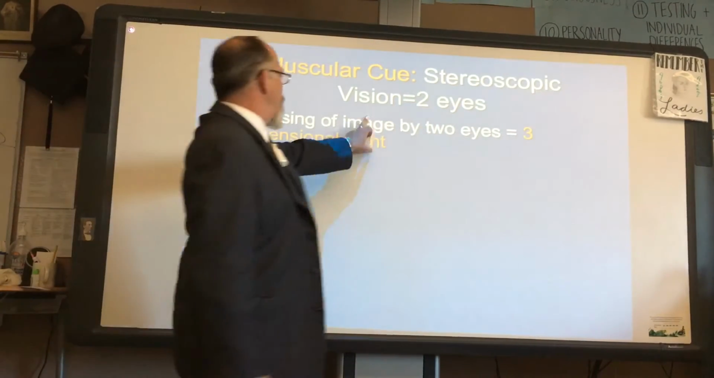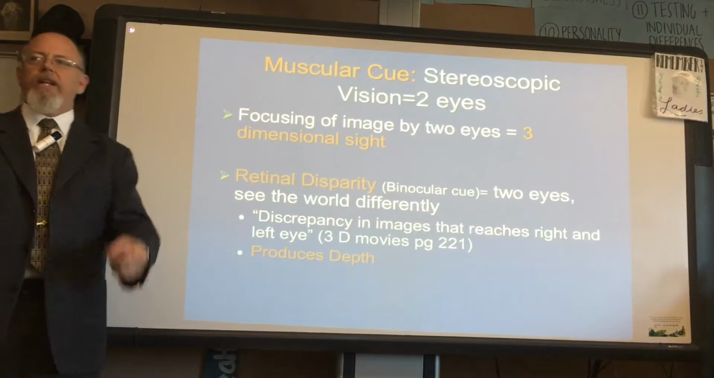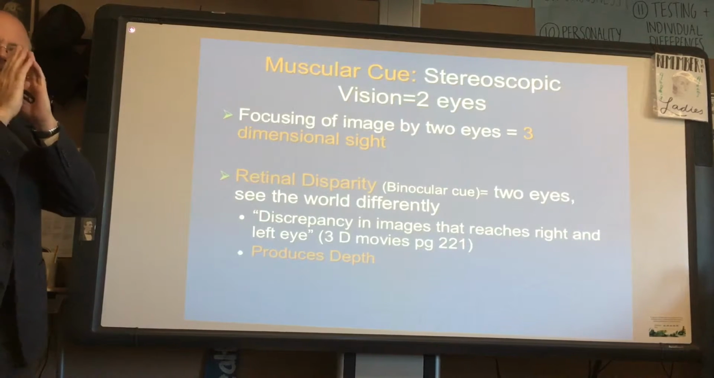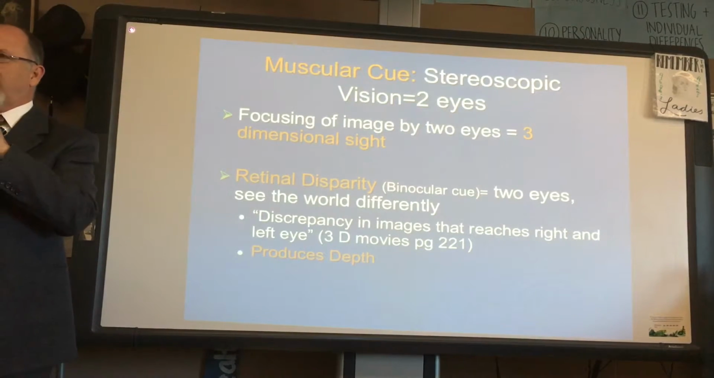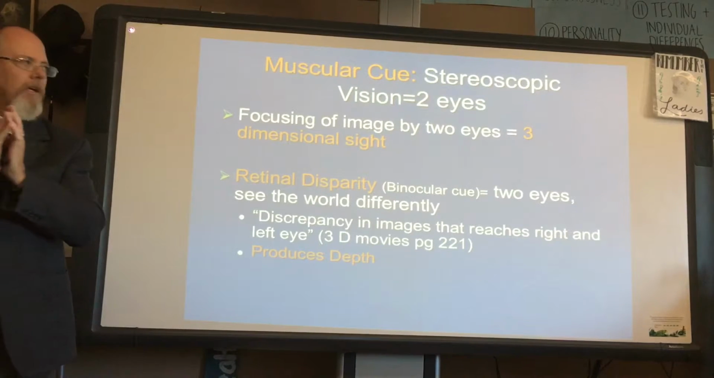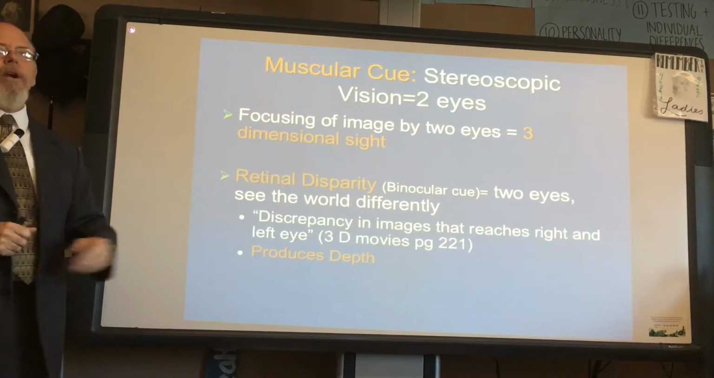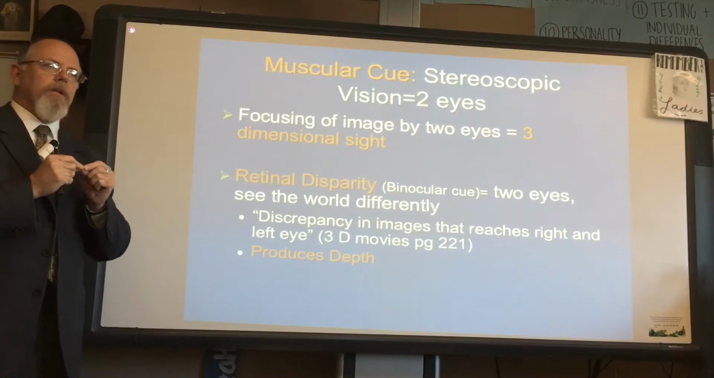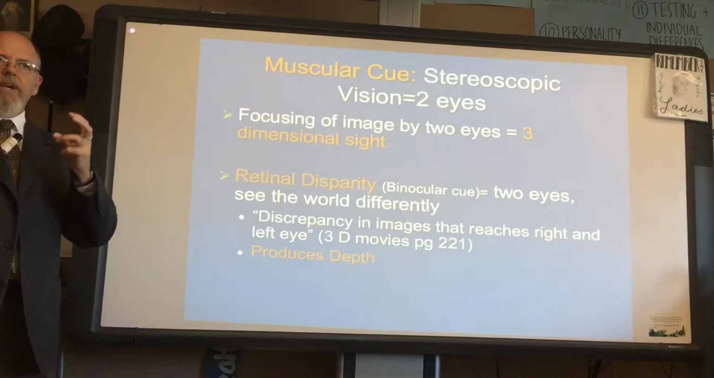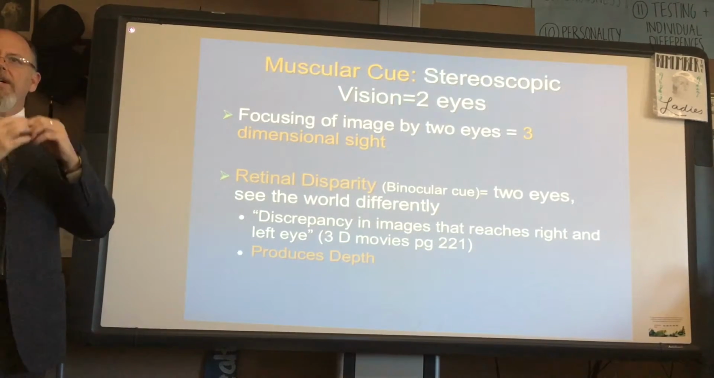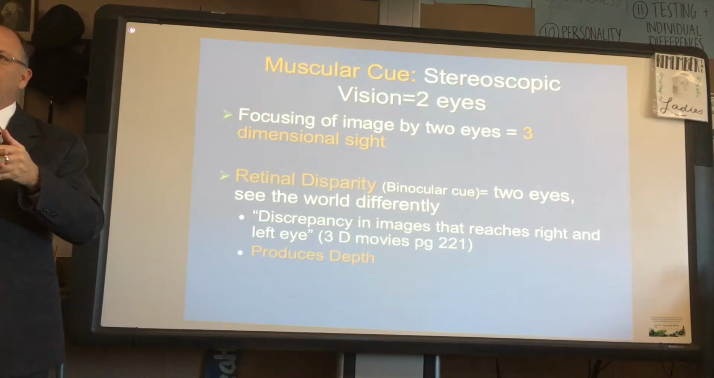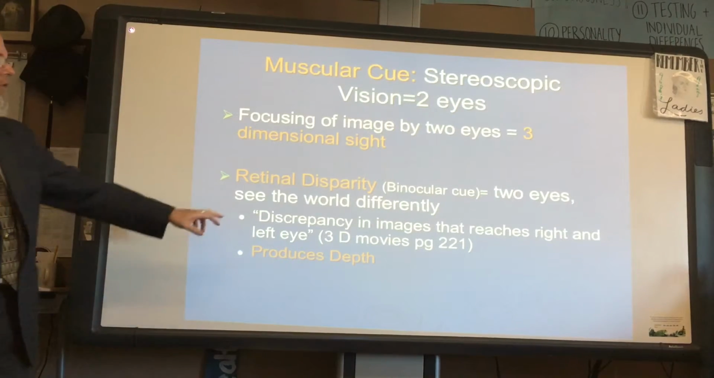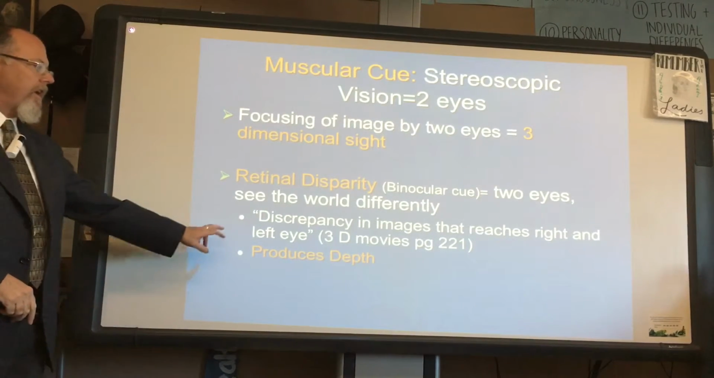Stereoscopic vision, that's two eyes. That's the retinal disparity. The image is projected slightly differently because there's a separation by your nose, etc., in your vision. So this would be the primary element of depth perception, because of retinal disparity. Two different images are projected on two different retinas. They are processed together, and therefore we can perceive depth. The discrepancy in images reaches the right and left eye.